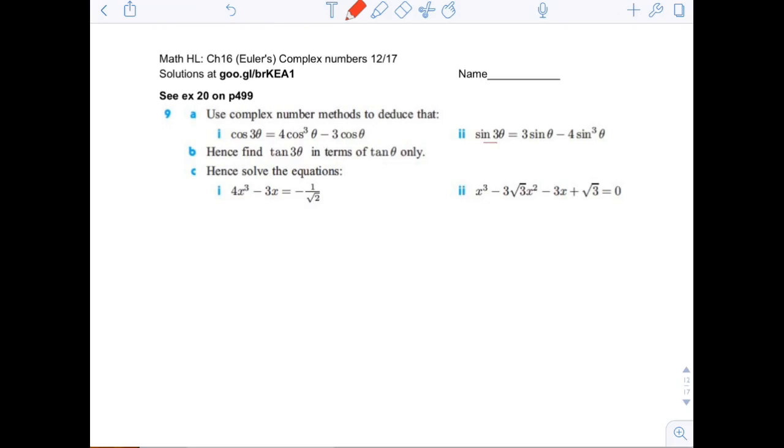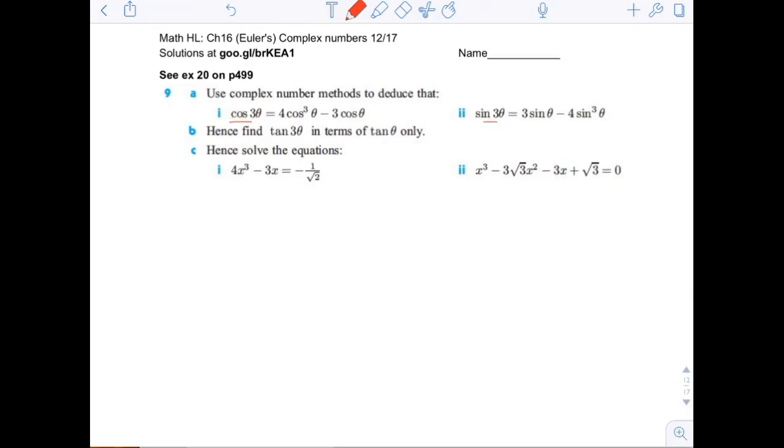So basically, let's focus on this here. If we're going to use complex number methods, we are going to have a cosine part and a sine part, and you notice that they want us to work with 3 theta in both cases. So what if we said, okay, I am going to have a complex number that is cosine 3 theta plus i sine 3 theta. That is equal to cis 3 theta, right?